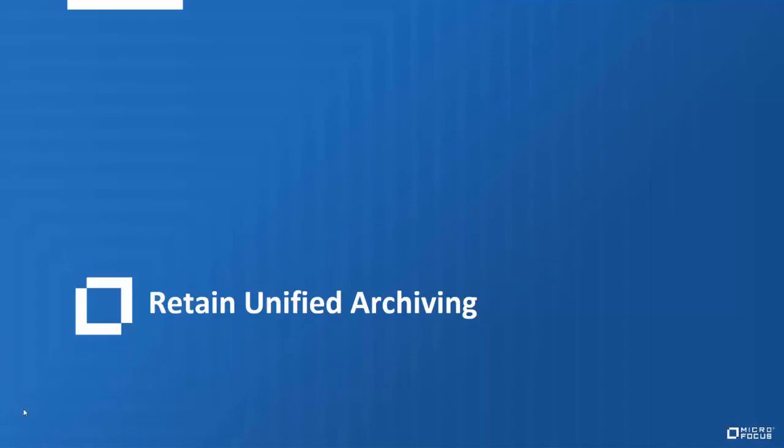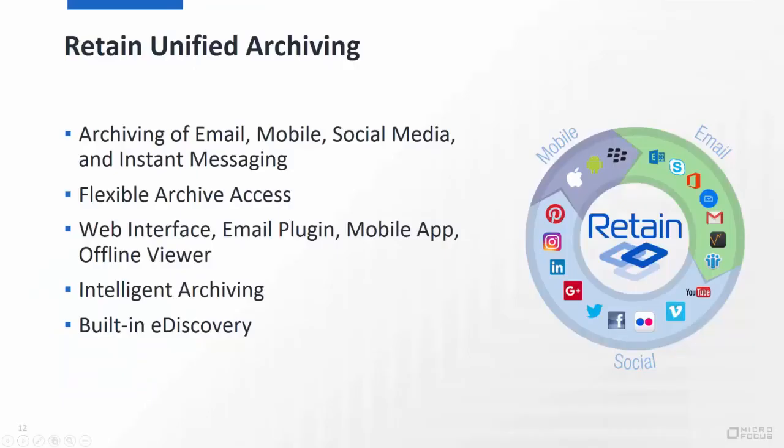So let's jump into the solution, Retain Unified Archiving. At a high level, what Retain does is it archives all of your email, multi-platform email, mobile communications, social media, and instant messaging. We allow you to have access to the archive, whether that's through the web interface, a plugin that goes into your email system like Outlook, the mobile app, an application that allows you to access the archive on your mobile device, or the offline viewer.